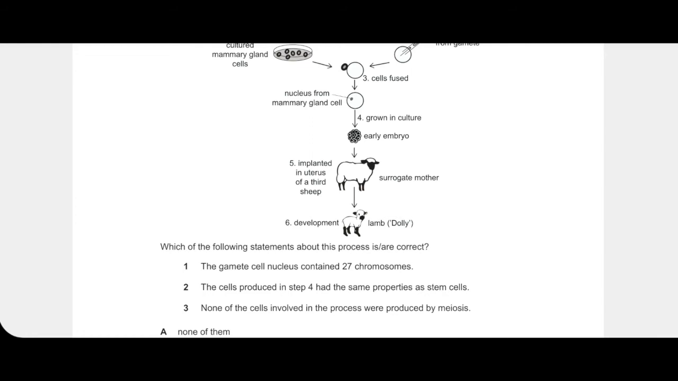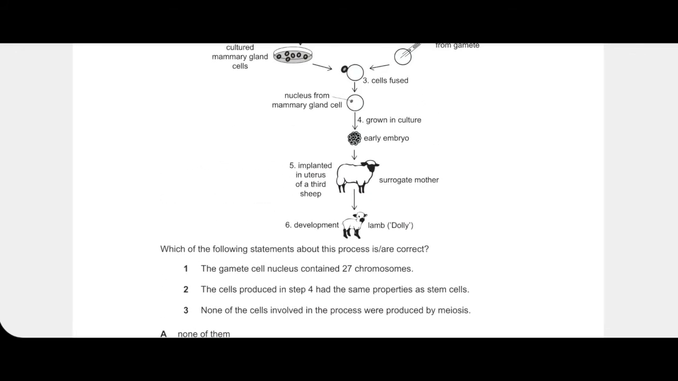Which of the following statements about this process is/are correct? One, the gamete nucleus, a cell nucleus, contains 27 chromosomes. Two, the cells produced in step four have the same properties as stem cells. Three, none of the cells involved in the process were produced by meiosis.